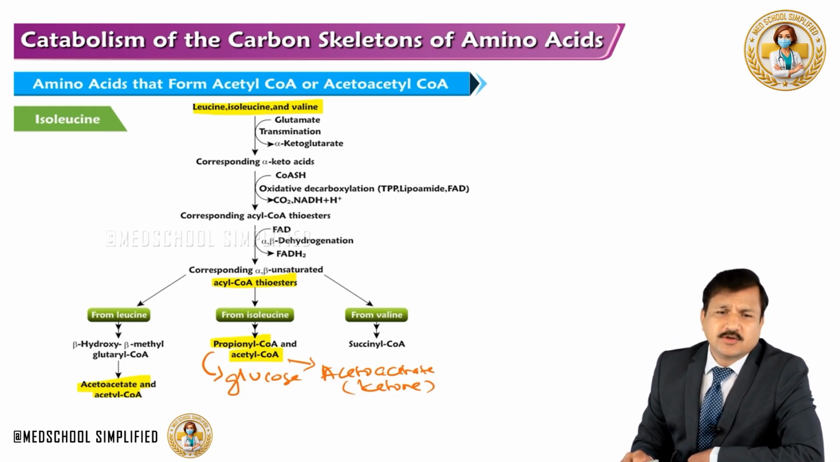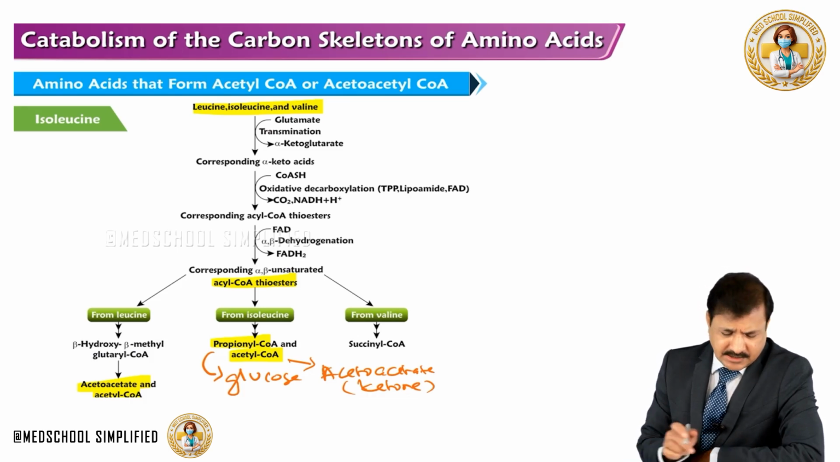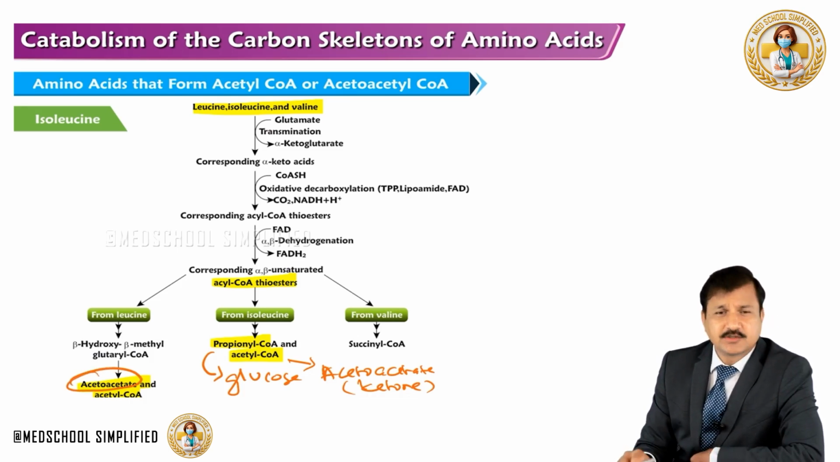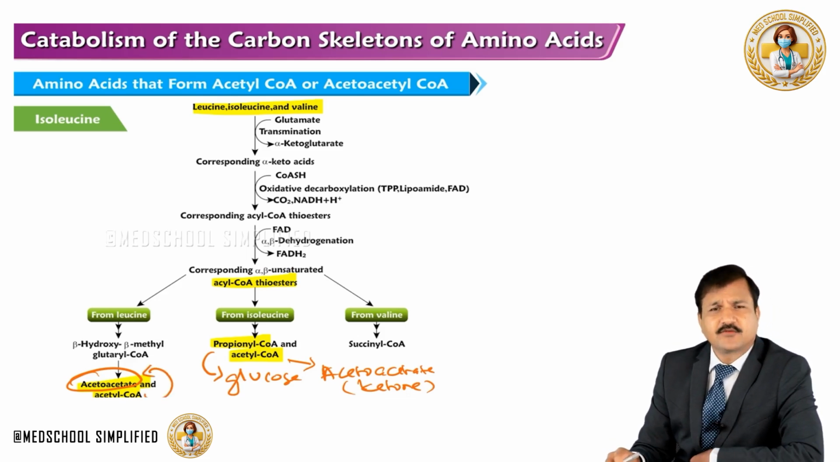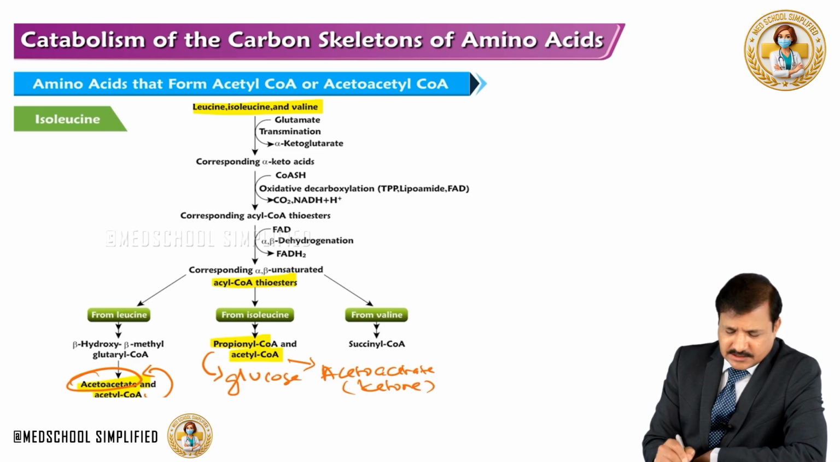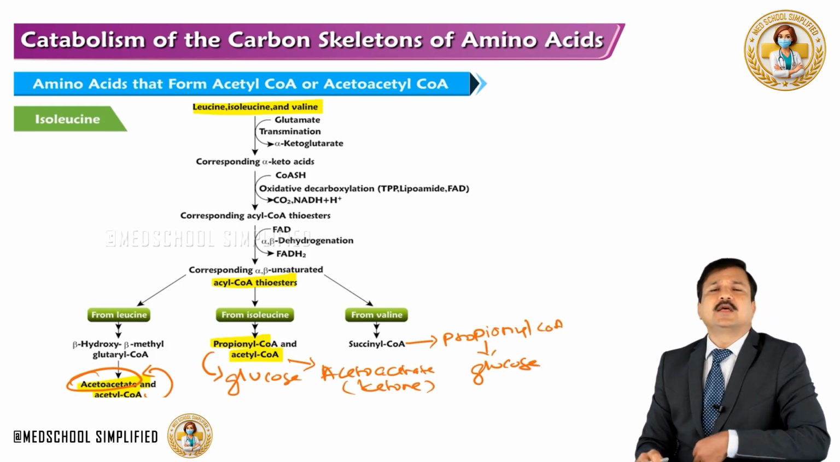So isoleucine makes ketone. On the other side, we have seen leucine is purely ketogenic because it makes acetoacetate, which is a ketone body itself. Acetyl-CoA can go into acetoacetate formation. So that's the ketogenic. Valine, look at valine. Valine makes succinyl-CoA, and succinyl-CoA converted to propionyl-CoA, and propionyl-CoA can make glucose. That's why valine is only glucogenic.